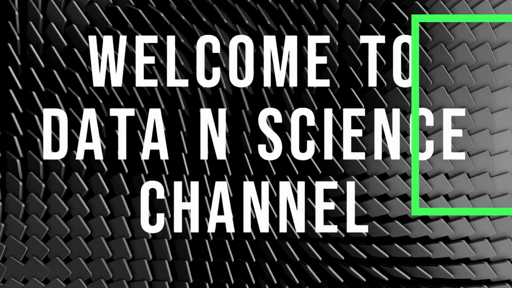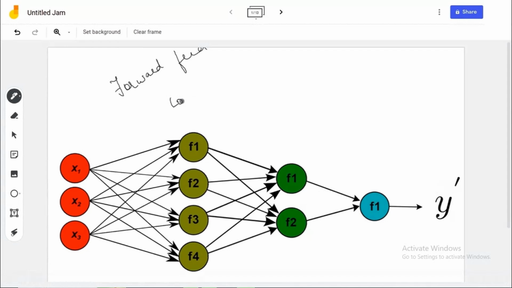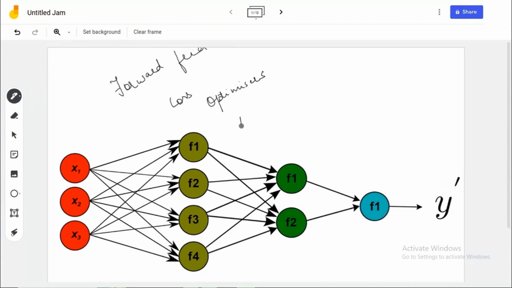We have learned about forward feed. We have learned about loss. We have come across the term optimizers, and then we have come across what is known as back propagation. I also taught about epoch and how moving forward once and backwards updating the weight is known as one epoch, and many epochs together form one training.